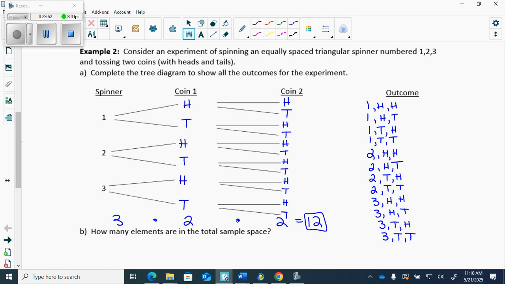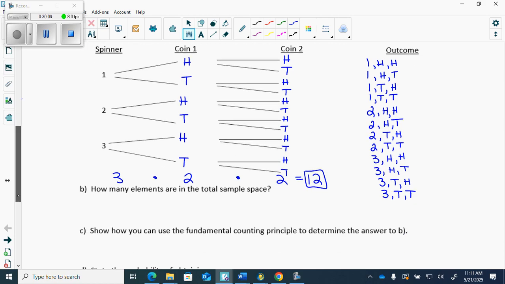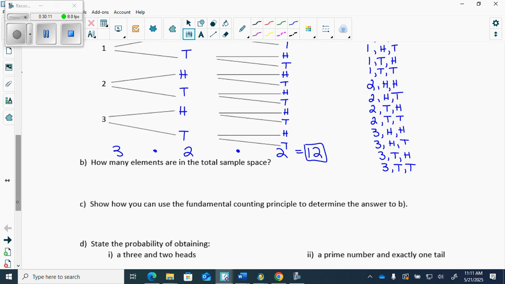You need to list them all. Yeah, come on, that's how I feel when I see that you wrote an arrow. He knew what you did without even looking. Okay. How many elements are in the total sample space? How many different outcomes? 12.